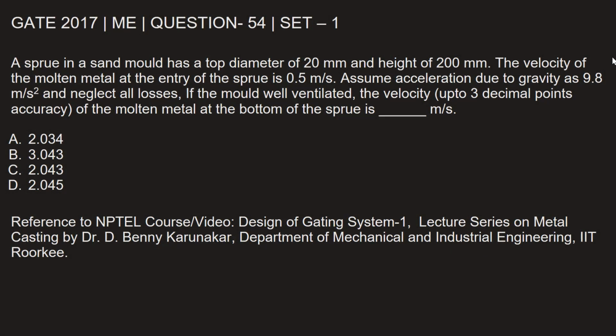This question is from GATE 2017 Mechanical Engineering Paper Set 1, question number 54. A sprue in a sand mold has a top diameter of 20 mm and a height of 200 mm. The velocity of the molten metal at the entry of the sprue is 0.5 meter per second. Assume acceleration due to gravity as 9.8 meter per second square and neglect all losses.